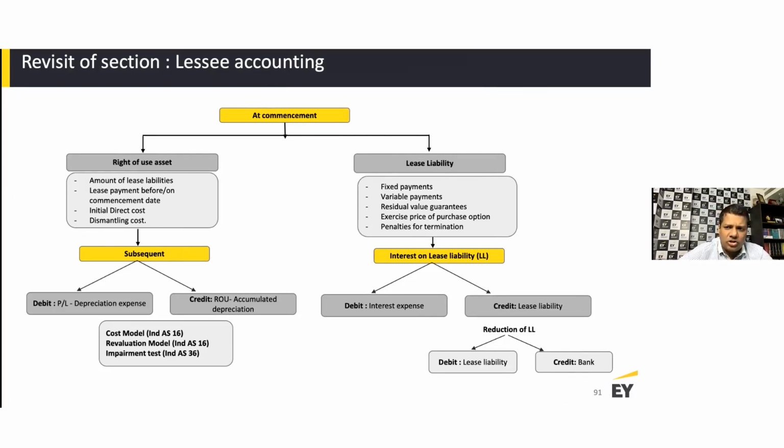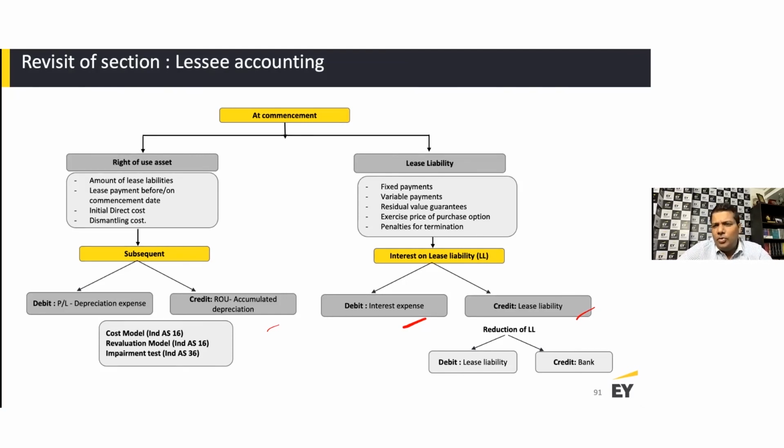And then from a P&L perspective, on a subsequent basis, amortize the right of use asset, record the interest cost on the liability, and impact that on the accumulated depreciation. From a liability perspective, there is the interest cost, and then whatever cash payment you make, you debit the lease liability and credit the bank with the amount of cash which you're paying, which results in a reduction of the lease liability. You follow the cost model for subsequent accounting; you may follow the revaluation model, but again, the revaluation model is going to be extremely rare.